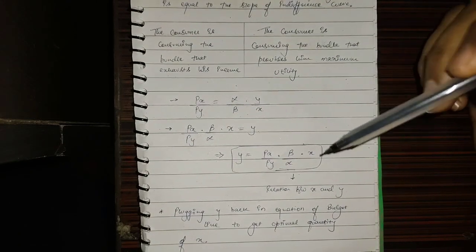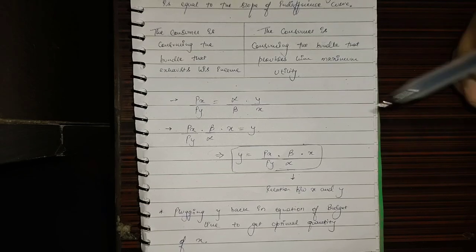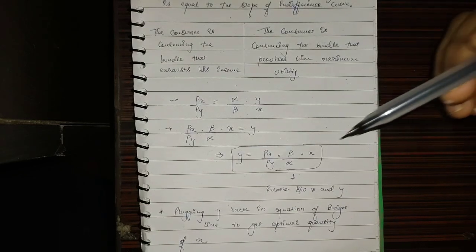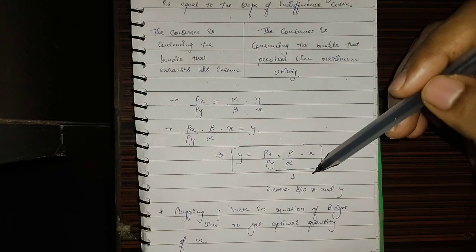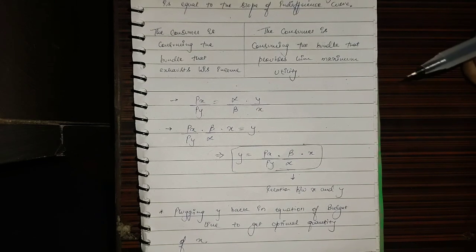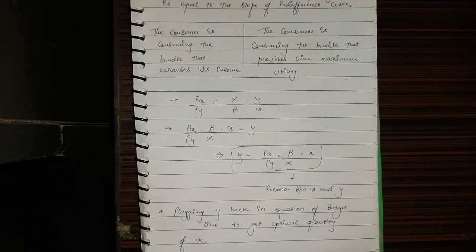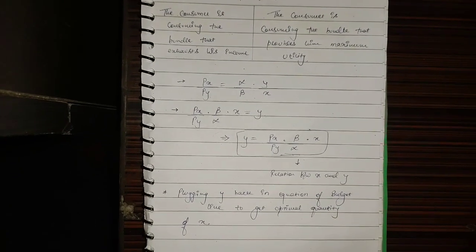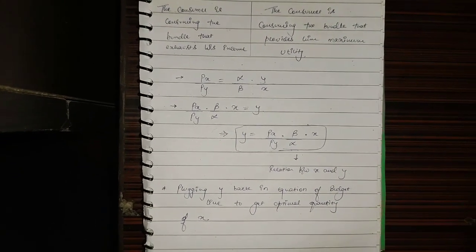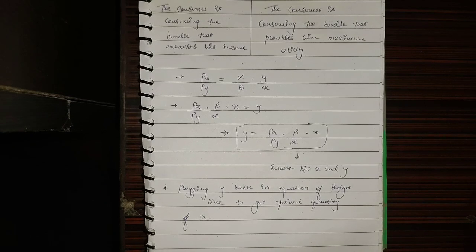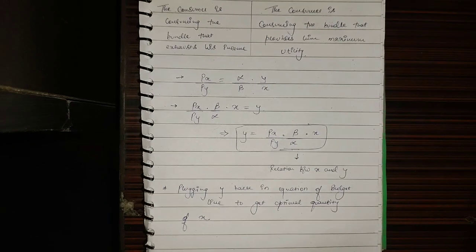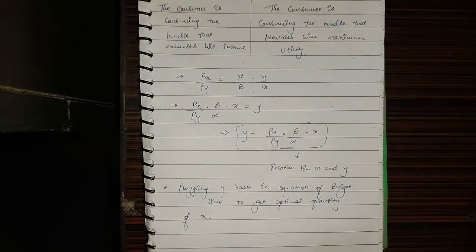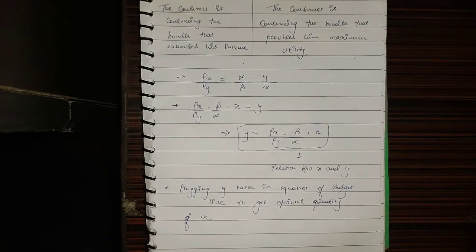Doing that will give us a relation between x and y, where y equals px by py multiplied by beta by alpha multiplied by x. This is the relation between x and y, and we can get the optimal quantities of x and y using this relation. We just have to plug y back into the budget line, and hence we will be getting the optimal bundles.